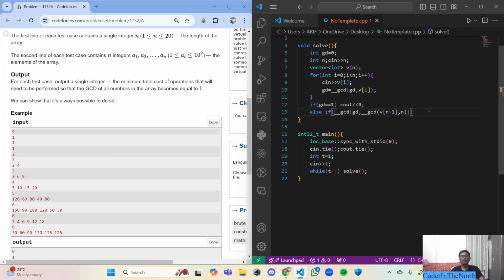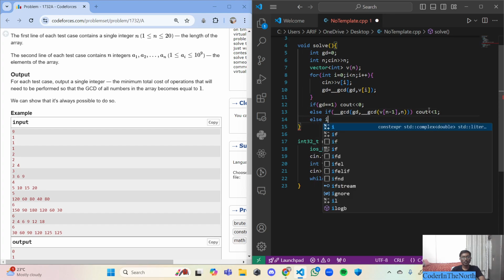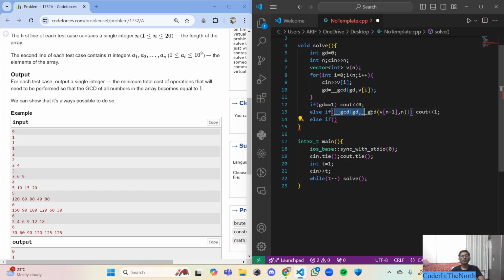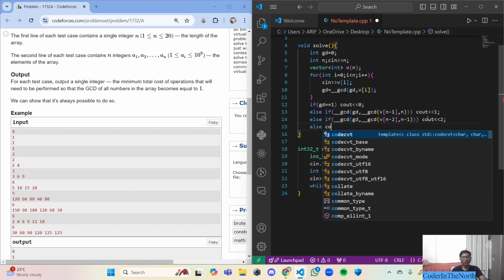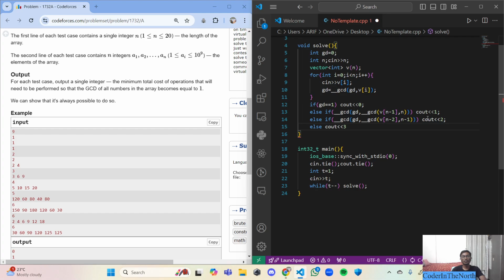If this is the case, cout 1, else if the same thing, just it will be n minus 2 and n minus 1, cout 2 and else cout 3. Done. And just print a new line here.